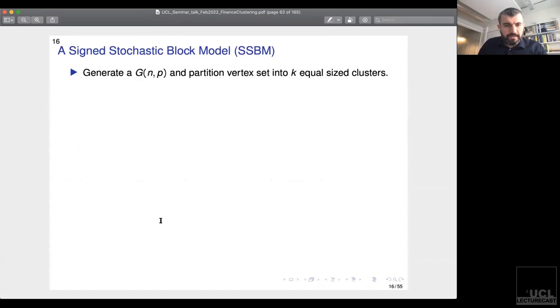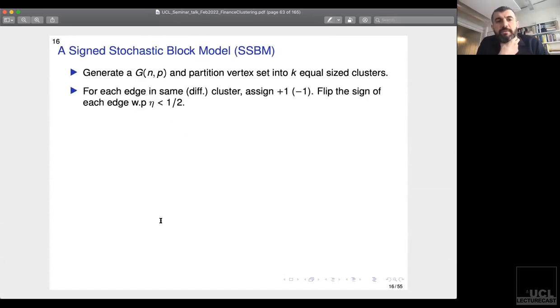Before I show you some experiments on real data, I should also mention that we could analyze this algorithm on a signed stochastic block model. Those of you who've seen stochastic block models before might think of this as a natural extension to the signed setting. So we have an Erdős-Rényi graph G on n nodes, and p is the probability that each edge exists independently. For each edge in the same cluster, we assign a +1 because the nodes are similar. If they're in different clusters, then the edge weight should be -1. And then we have a parameter eta that independently tosses a coin for every edge and flips the sign. So that's our noise model.